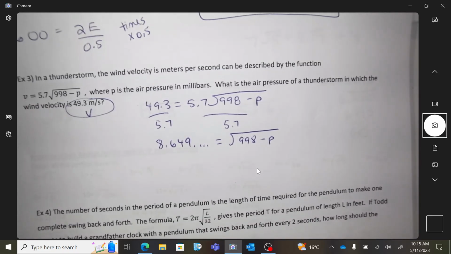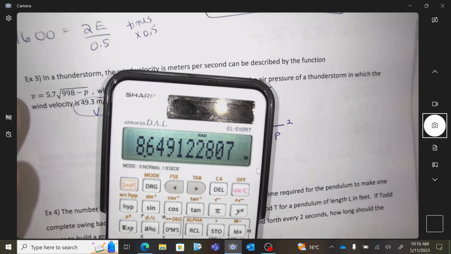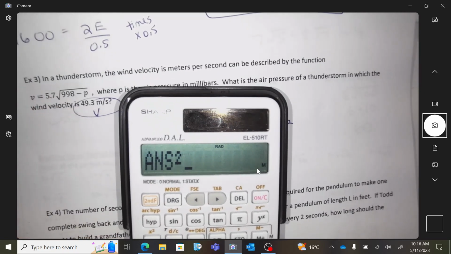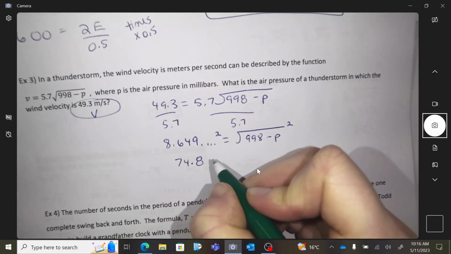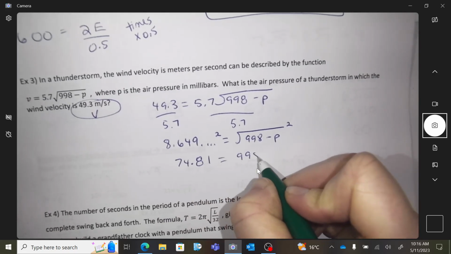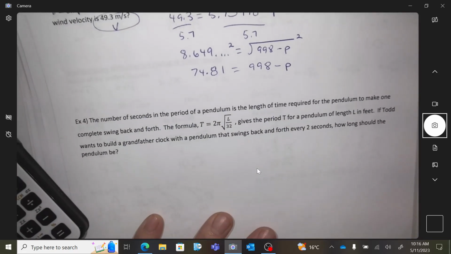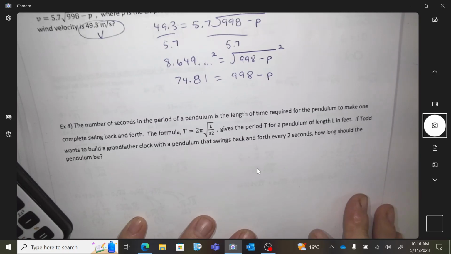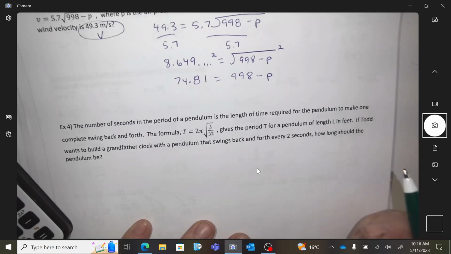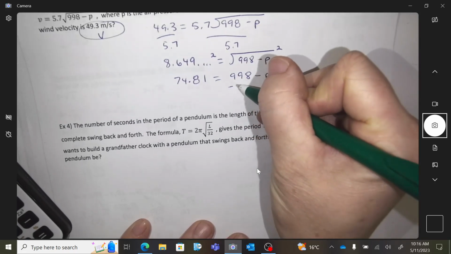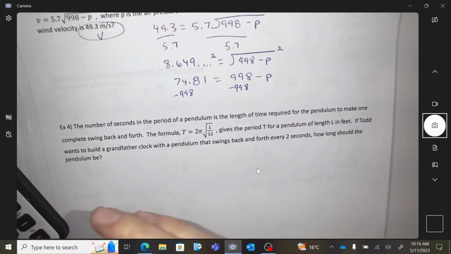Okay. Now what? Square it. So again, it's in my calculator, so I'm just going to square it right then. Answer squared. Now what? Minus the 998. Again, it's just all in my calculator. I just keep going.